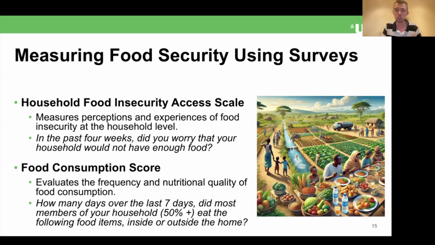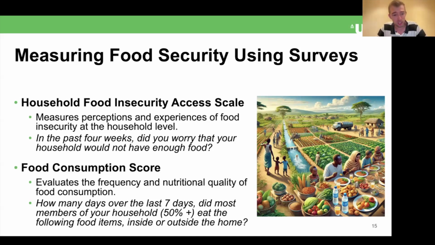This is a type of question that gives a very subjective perception of the respondent's experience of food insecurity. On the other hand, you can try to get to a more concrete, more specific outcome of food consumption, for example, through a standardized food consumption score, which evaluates the frequency and the nutritional quality of food consumption, where the same question is asked for a lot of different food groups.